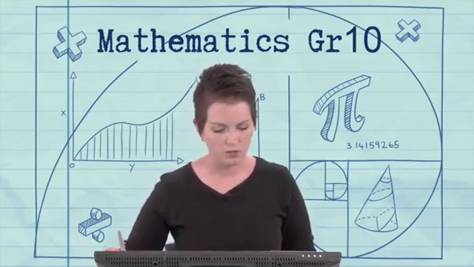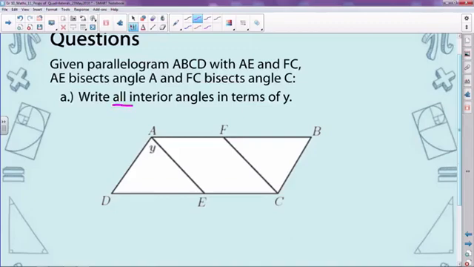Now, the first part of the question said, write all interior angles in terms of y. I had a grade 11 recently who got really upset because it was a letter and not a number, and he couldn't get his mind around it. But at the end of the day, the letters are just representations of numbers, and we can write them just as they are. So I'm going to start by drawing in the important information.